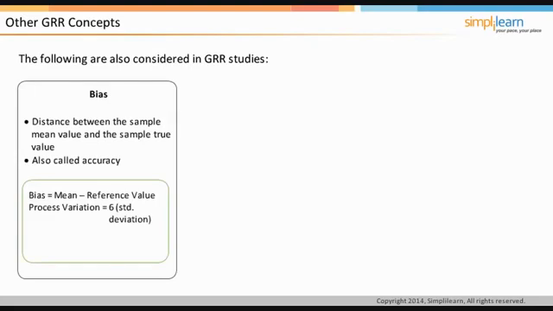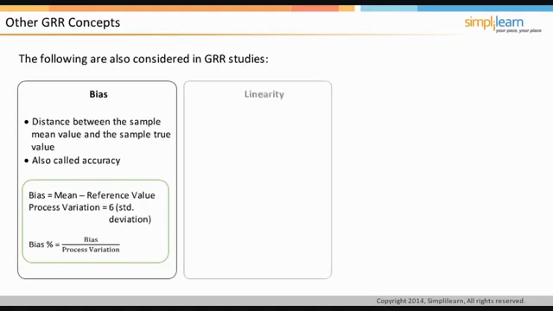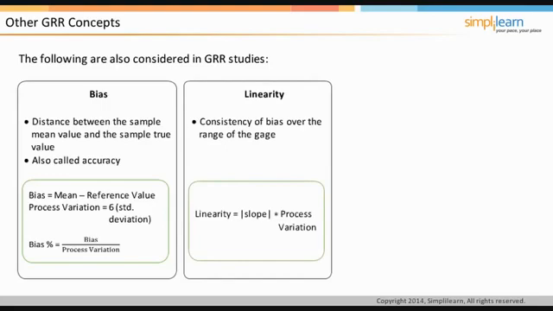Process variation is equal to 6 times the standard deviation. The bias percentage is calculated as bias divided by the process variation. The next term is linearity. Linearity refers to the consistency of bias over the range of the gauge. Linearity is given by the product of slope and process variation.